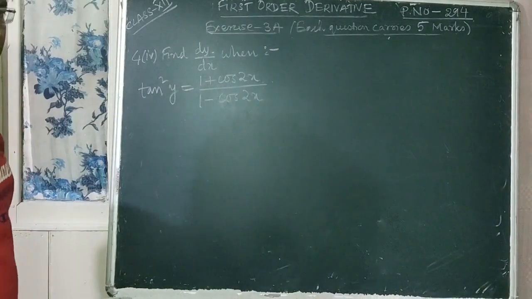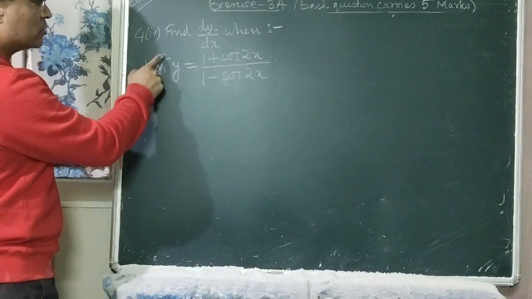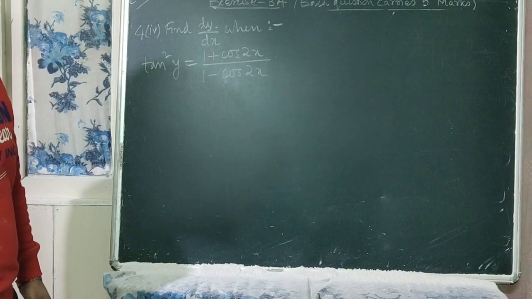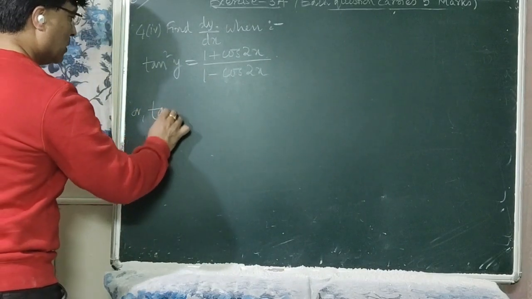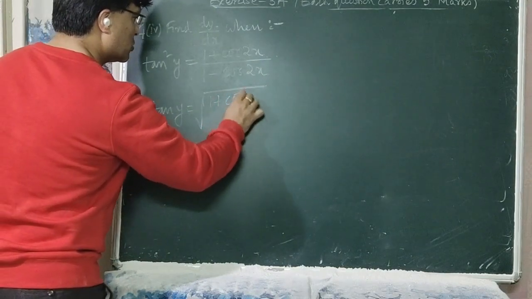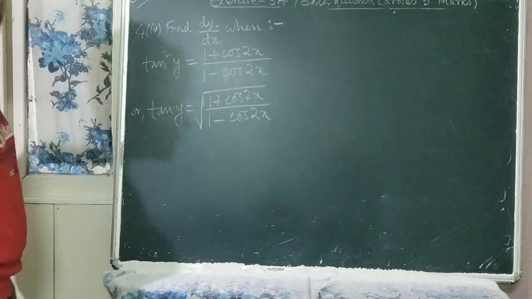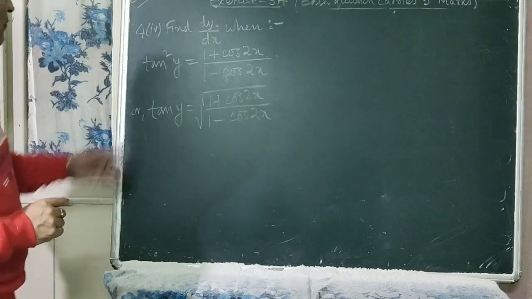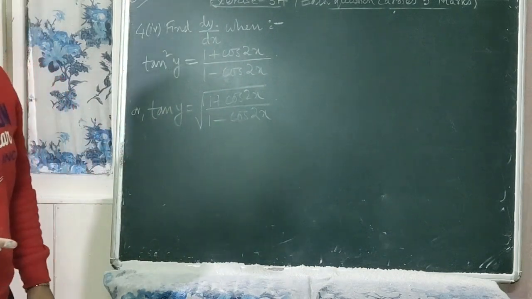So now we'll do the next question, that is question number 4.4. Find dy by dx when tan square y is equal to (1 plus cos 2x) divided by (1 minus cos 2x). So first of all, let us find out the value for tan y. So tan y is equal to root over (1 plus cos 2x) divided by (1 minus cos 2x).